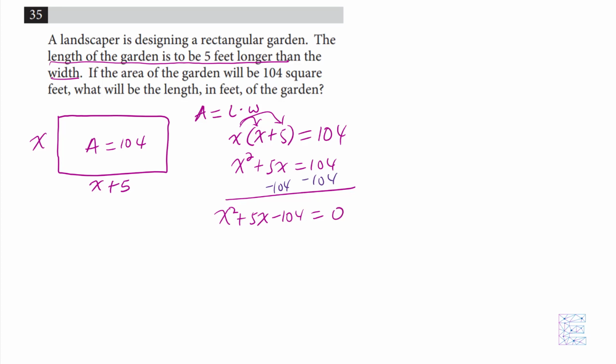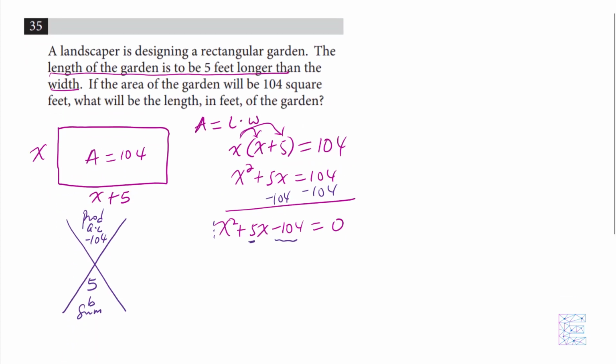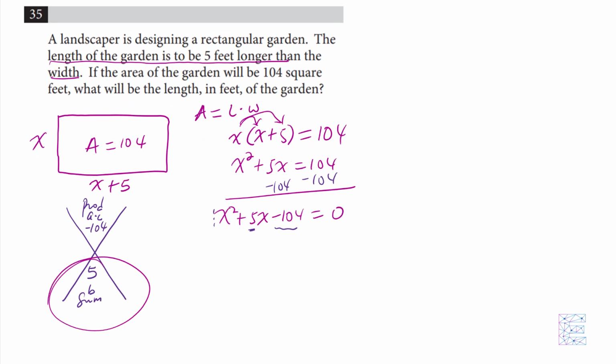Then we'll go back to what we've learned about factoring quadratic equations. We've done product up here and sum down here, where product is a times c, and the sum is the b value. Remember, our a value is the coefficient of x squared, b is the coefficient of x, and c is of course the constant. So 1 times negative 104 is negative 104, and our b value is simply 5. The question becomes, which two numbers do we multiply together to get negative 104, and when we add those two numbers together, we get a positive 5?